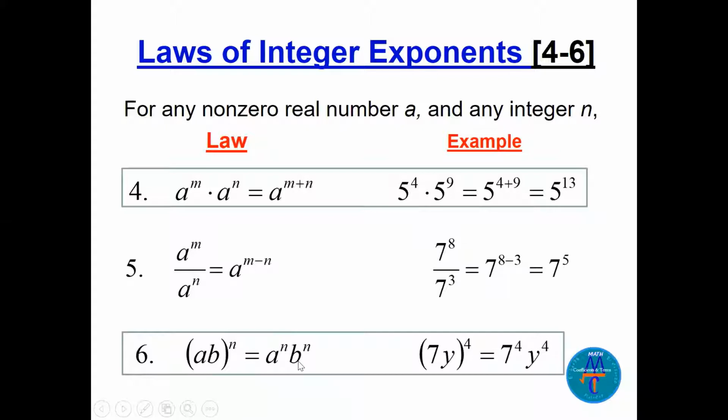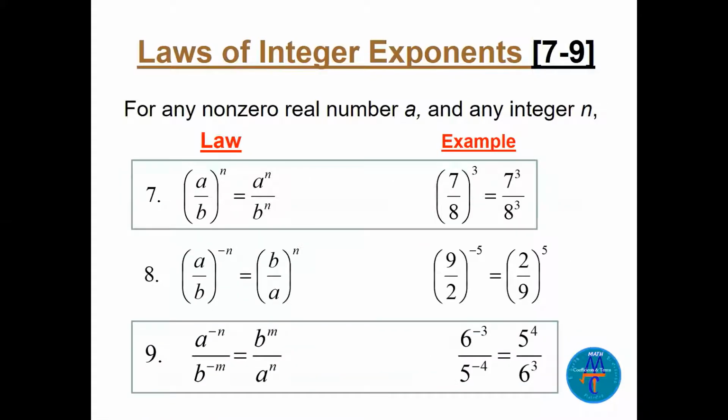Look here, please. (ab) all to the power n, rule number 6, equals a to the power n times b to the power n. Just distribute the power. If you have (7y), 7 is a, y is b, power 4, just distribute the power. Remember, this one you can use in the case of multiplication. This is number 6, also number 7. But you cannot distribute the power if you have a plus b or a minus b. Remember that. That's a big mistake in mathematics.